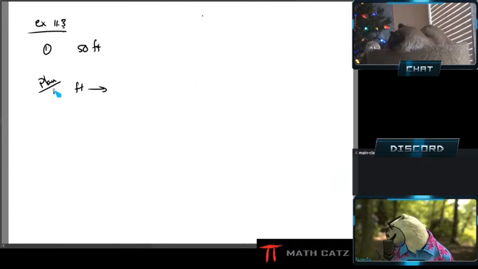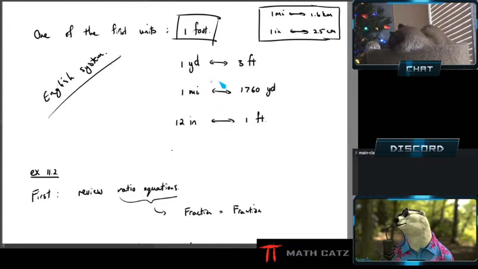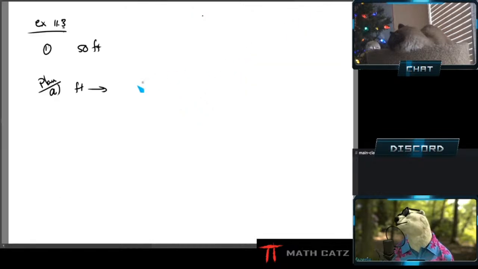Let's do plan A. Let's take feet up to miles. Can I do that? Well, I'm going to have to go via yards. So feet to yards, yards to miles, miles to kilometers, kilometers to meters, and I'll be done.